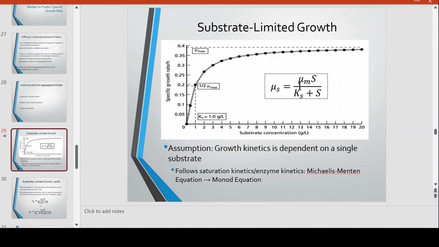So basically here is your substrate limited growth. Your growth rate constant is equal to mu max times the substrate over Ks, the Michaelis constant, plus the amount of substrate that you have. So it's the substrate that dictates how your organisms will grow. It's basically again an application of the Michaelis-Menten equation.